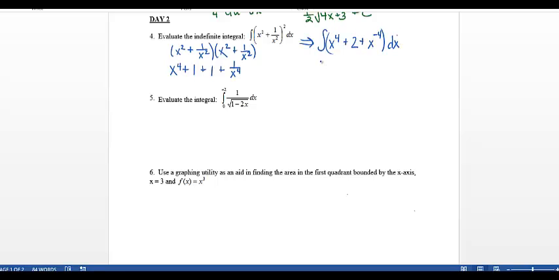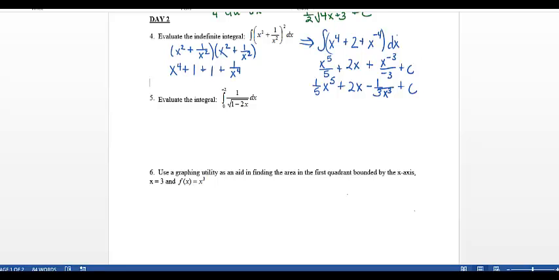So now you can just simply integrate this without u substitution. Raise it by 1, put it over the power. The answer then can be simply written as 1/5 x to the fifth plus 2x minus 1/3 over x cubed plus c.